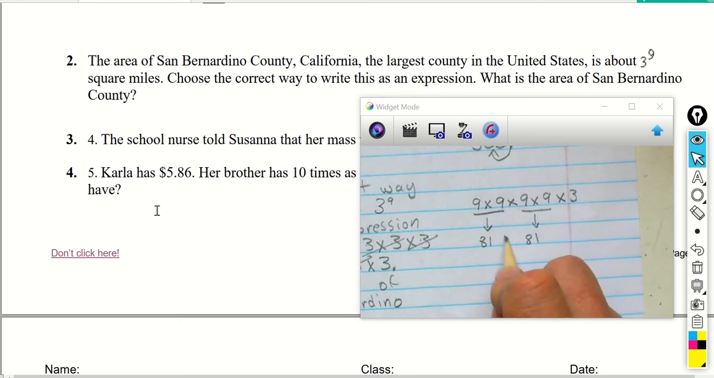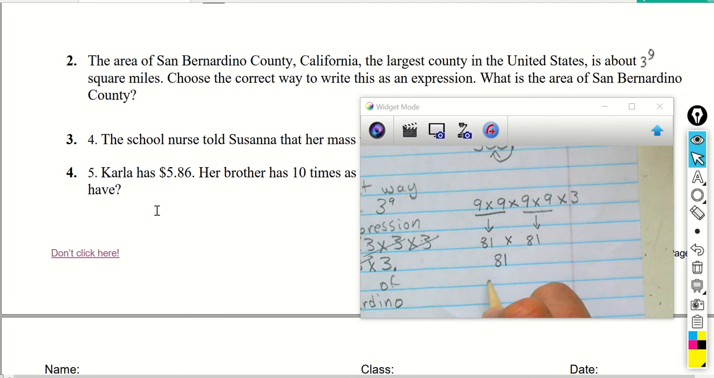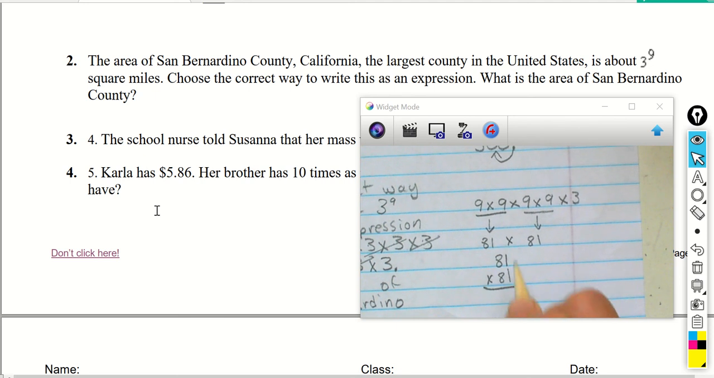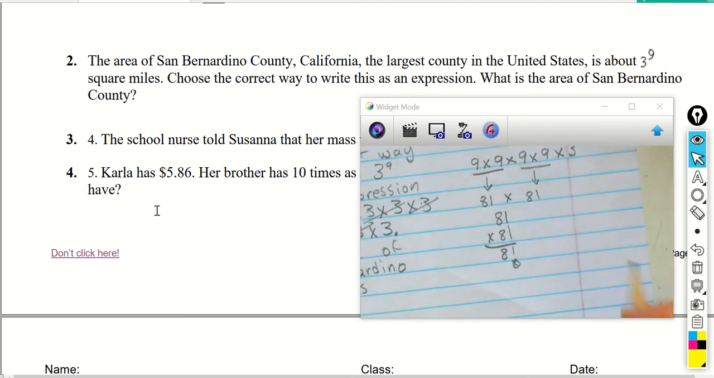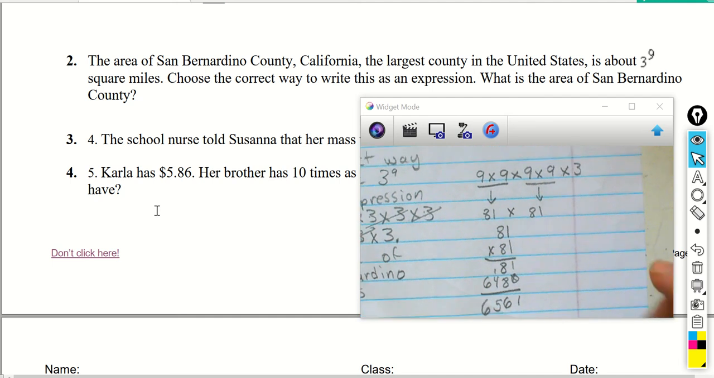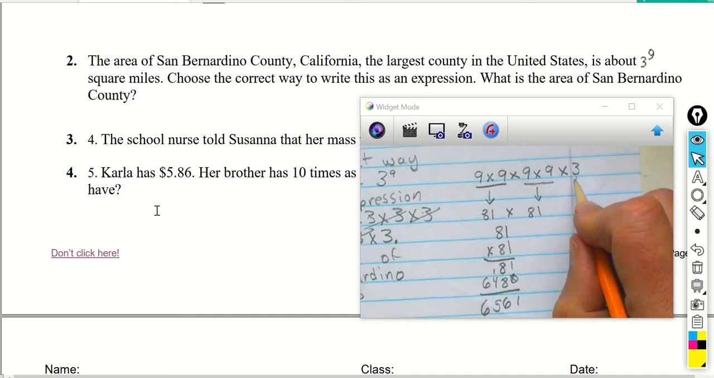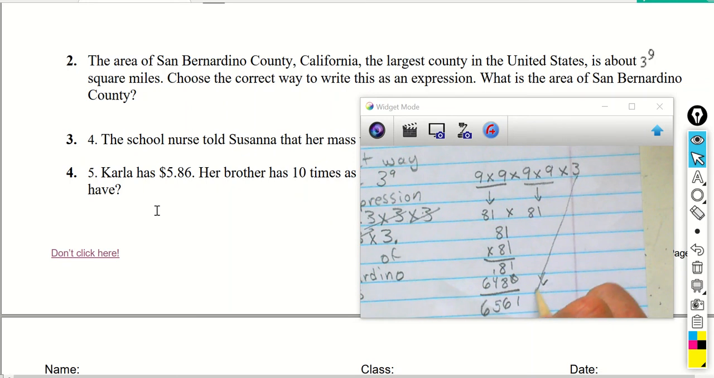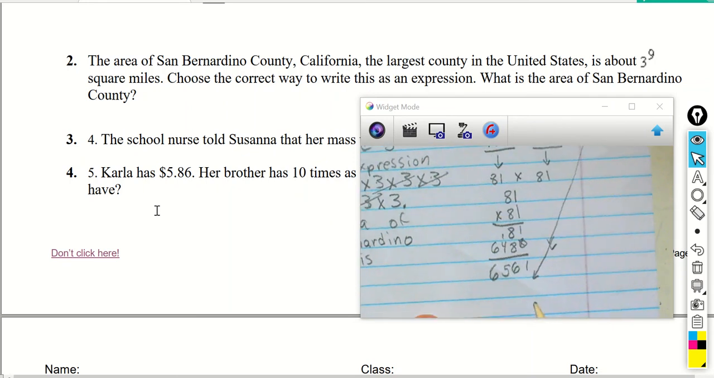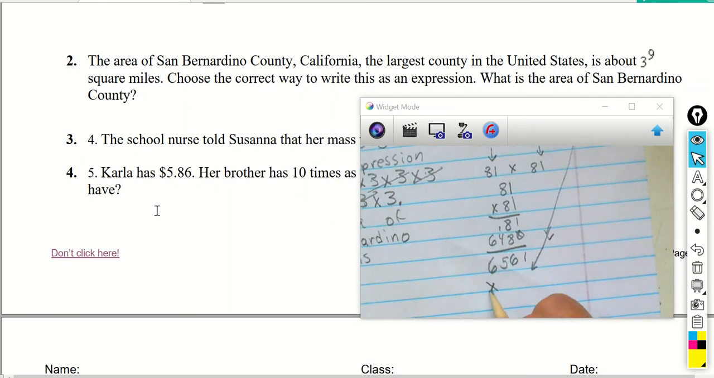And now I'm going to multiply 81 times 81. Put a little 0 bomb. 8 times 1 is 8. 8 times 8 is 64. I get 6,561, but I'm not done yet. I still have this other 3 up here I need to multiply by. So I'm going to drop that down all the way over to here, and I'm going to multiply 6,561 times 3. 1 times 3 is 3.